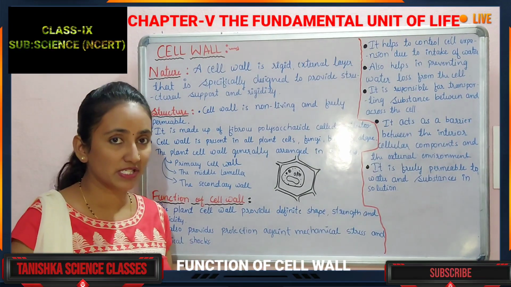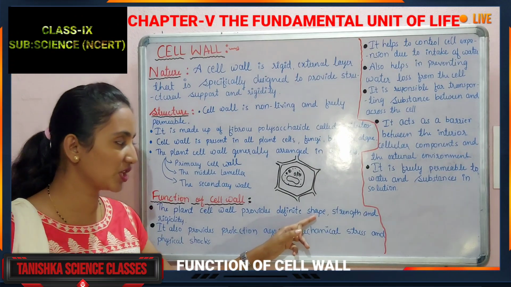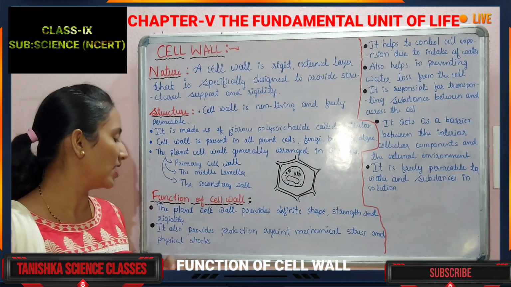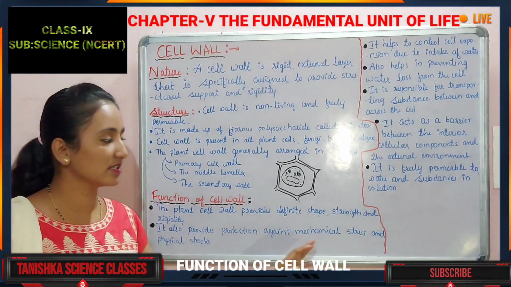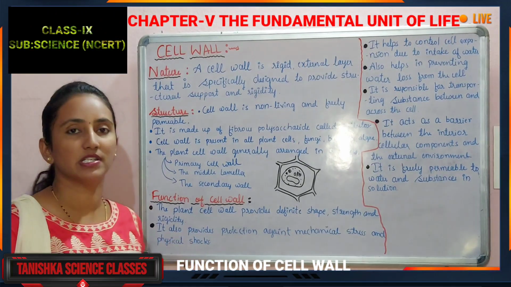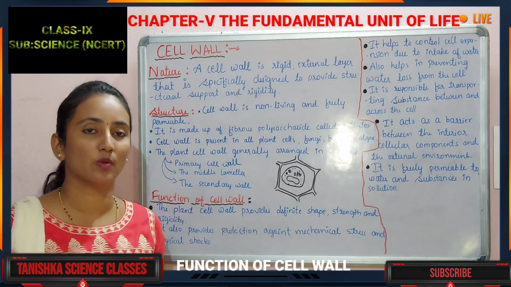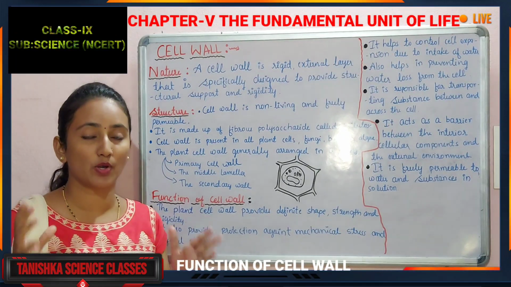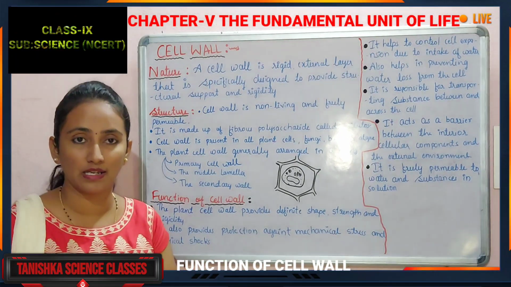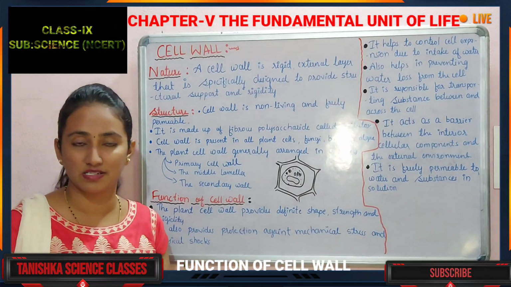The cell wall provides what? Cell wall provides a definite shape, strength, and rigidity. It also provides protection against mechanical stress and physical shocks. What are mechanical stresses? Sometimes you will bend the plant. Sometimes you hold the plant very tightly. So all those we can say are mechanical stresses.